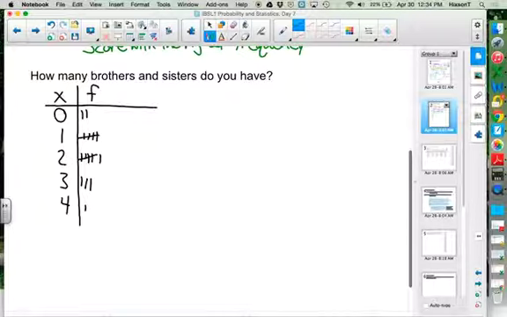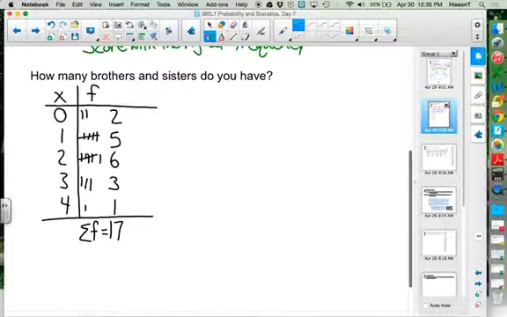Okay. So if we figure these out, we've got 2, 5, 6, 3, and 1. So total, we have 17 people, right? Now, understand what that represents. That 17 is the sum of our frequencies. It's also, you might see it as n in a formula. So the sum of your frequencies, or n, is 17 in our case.